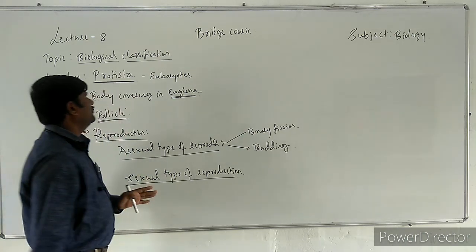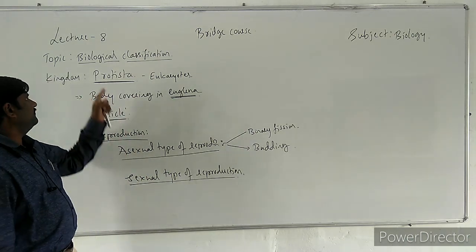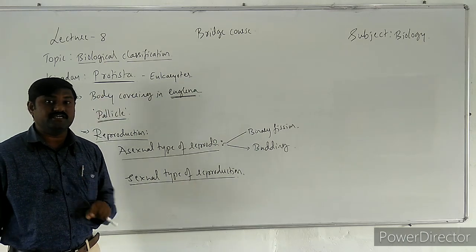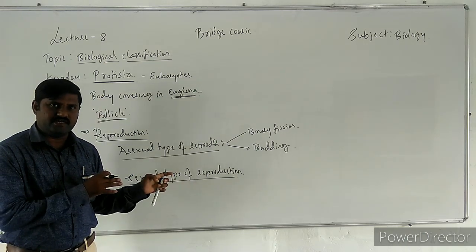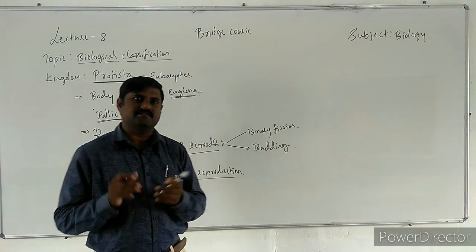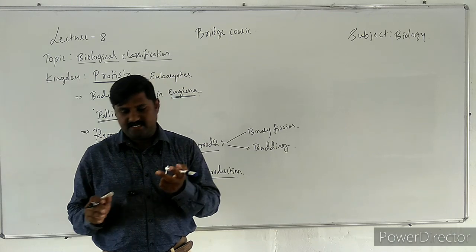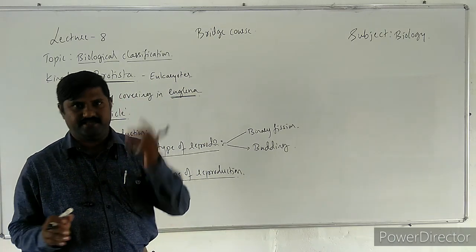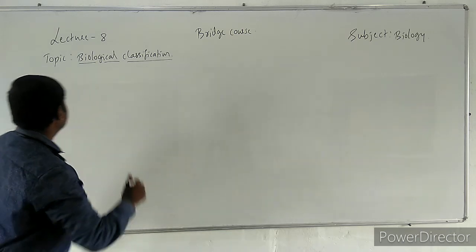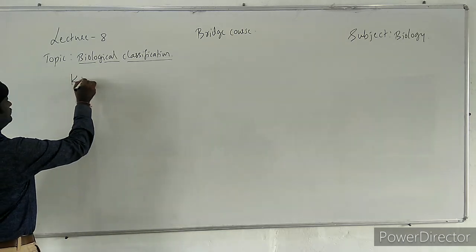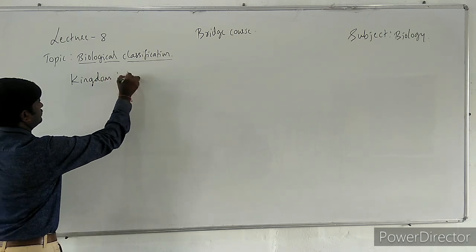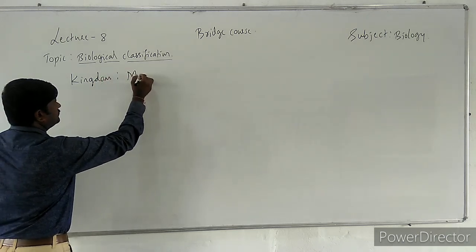So this is all about the characteristic features of kingdom Protista, the second kingdom, which is a link between the prokaryotic kingdom, that is Monera, and the eukaryotic kingdoms, that is fungi, animalia, as well as plantae. Next kingdom is kingdom Mycota.